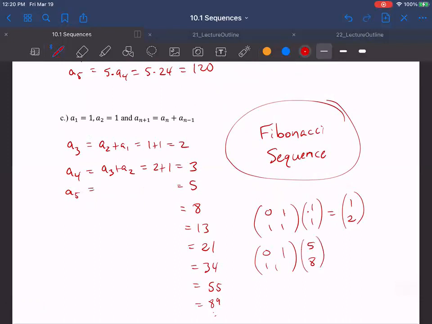If you then take 0, 1, 1, 1 and multiply it by, let's say, another consecutive pair, 5 and 8, we'll get 8, 13. 0 times 5 is 0, 1 times 8 is 8. And then 1 times 5 is 5, plus 1 times 8 is 13. And so it will actually walk you through the Fibonacci sequence.